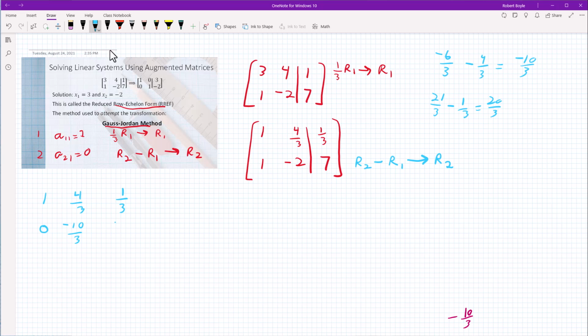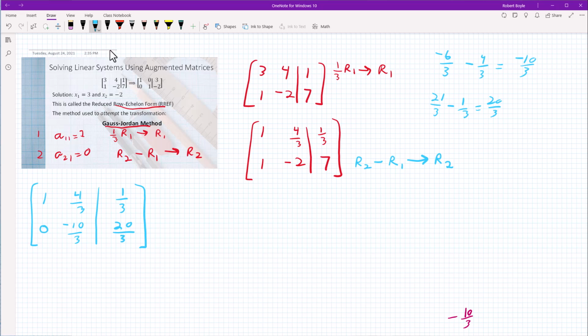And you're probably looking at the fractions and saying, this might be getting a little out of hand. And it does get a little involved in the beginning, but in most of the problems, as you see, it should clean right up. Okay, so we've taken care of the first column. We have a 1 here, which is what we want. We have a 0 here, which is also what we want.